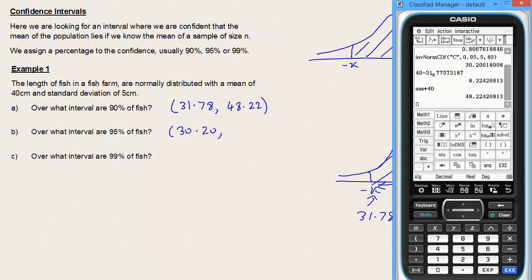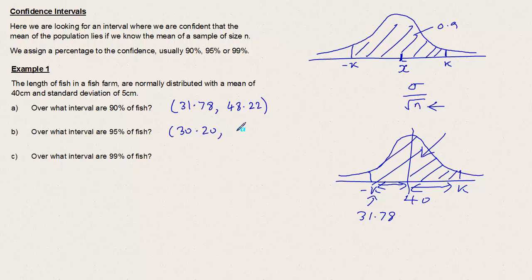And then we do 40. Bring this new value in here. And then we want this answer, add 40. It's done that automatically, so that's 49.80.